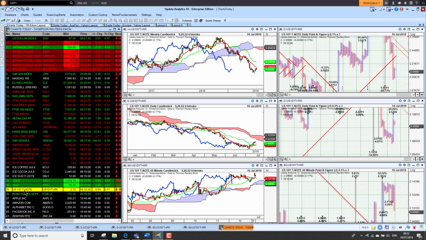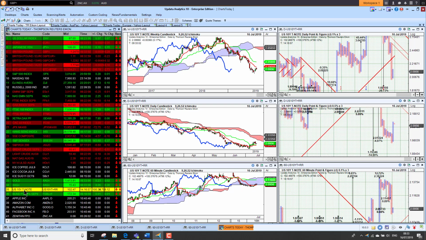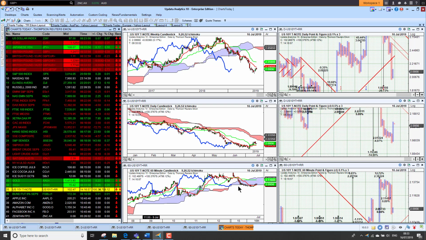US 10-year yields sitting at 209, so they've fallen back below that 210 level, just holding the short-term bullish trend, but interest rates in the US fairly static at the moment. We're waiting for the next Fed move, which the market is expecting now to be down.